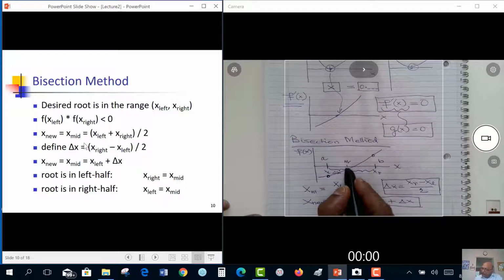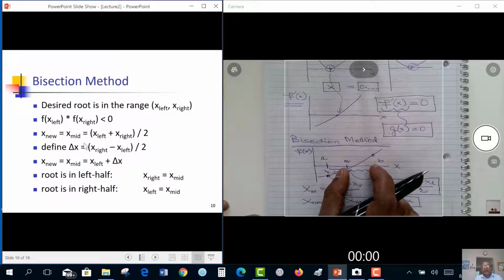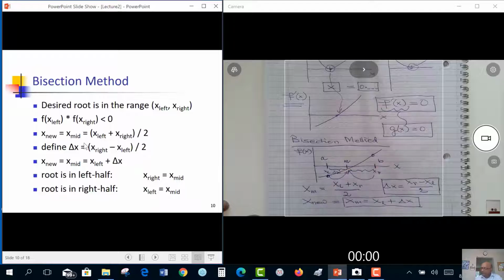Now, if the root is in the left half, we want to move the right marker to the middle. If the root is in the right half, we want to move the left marker. So then next time we are going to deal with just half the length of the original interval.